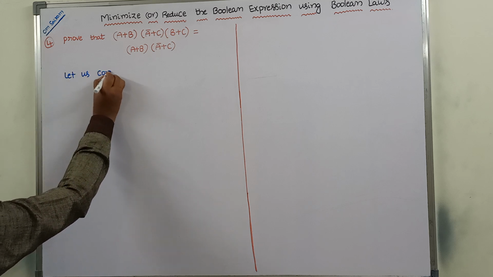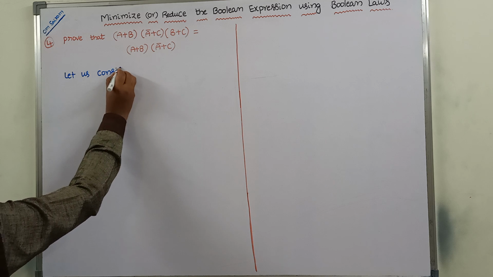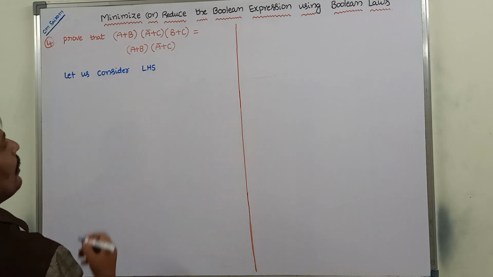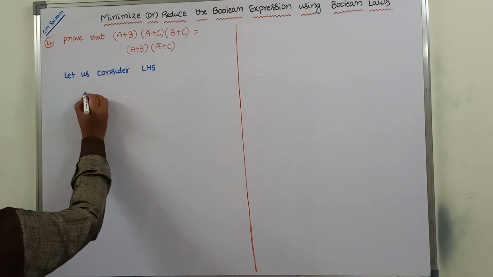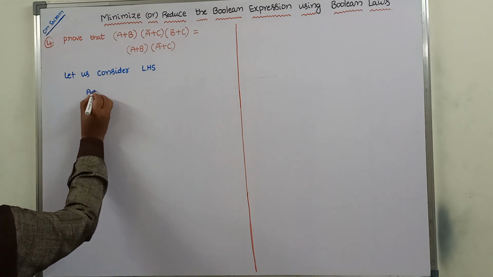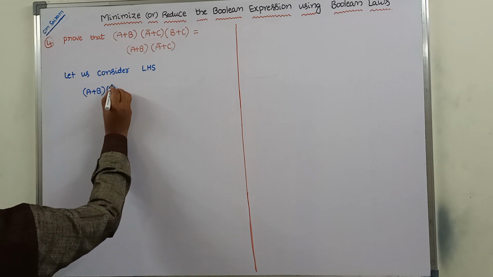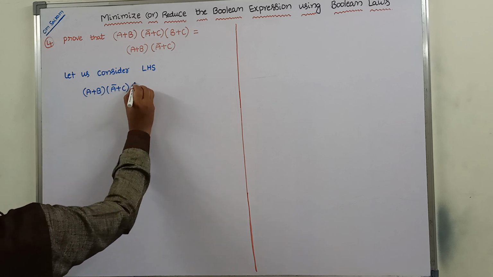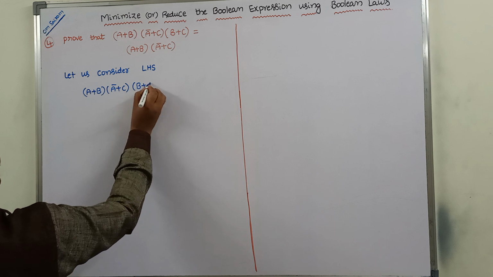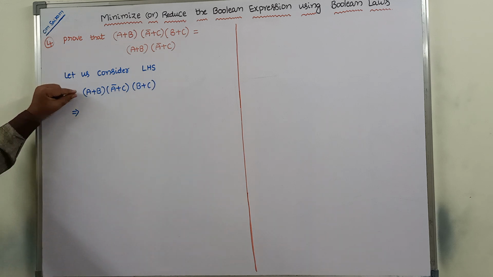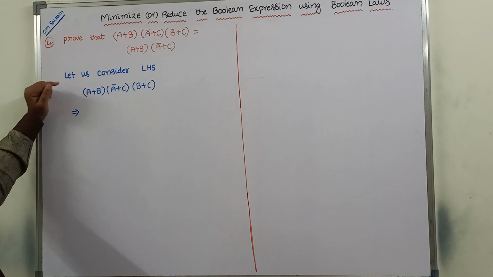let us consider the LHS of the given problem. What is the LHS Boolean expression? It is (a plus b) into (a bar plus c) into (b plus c). Okay, now we have to simplify this Boolean expression.